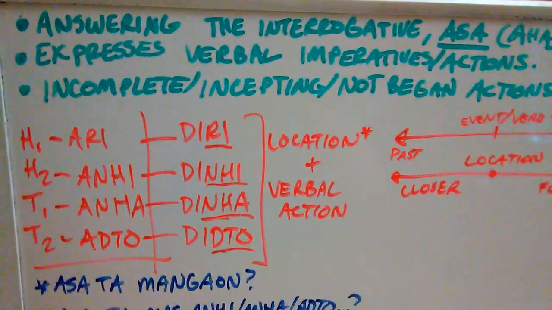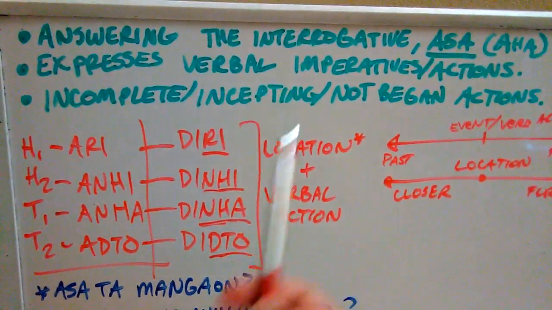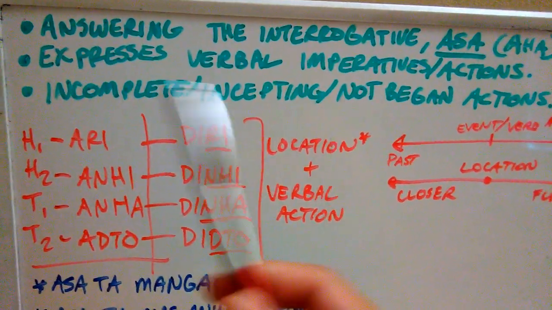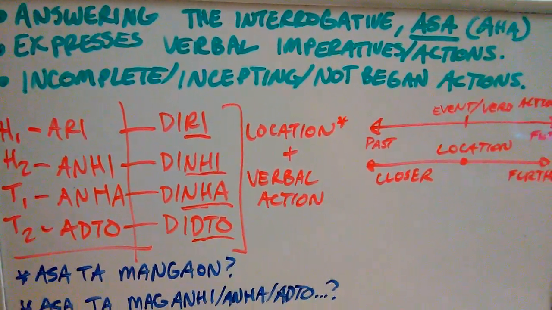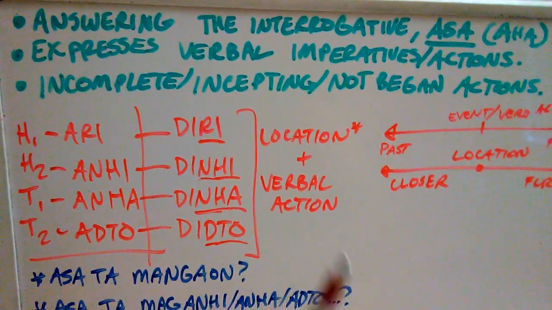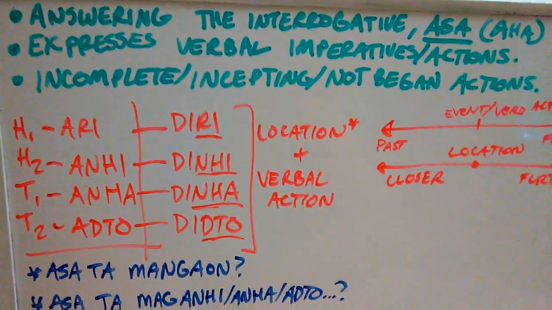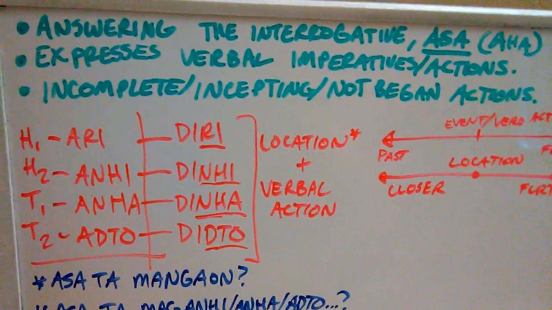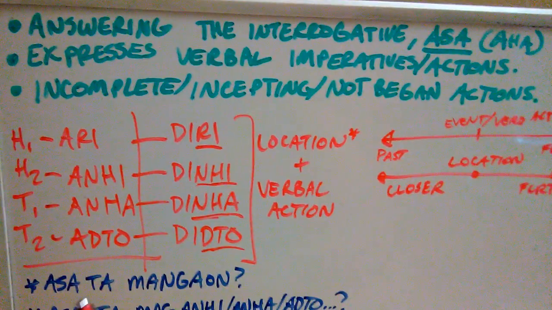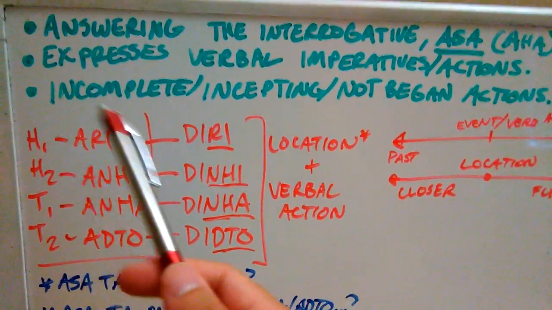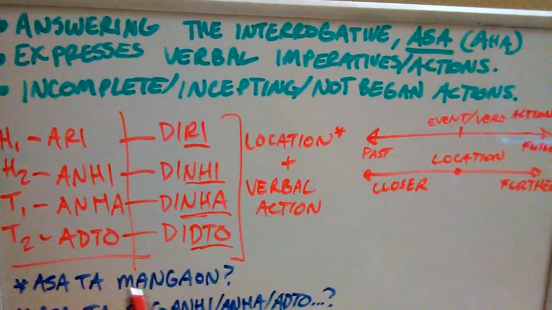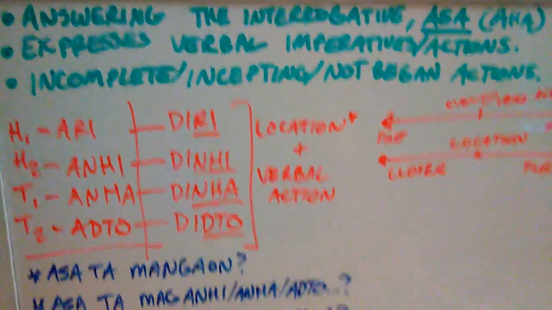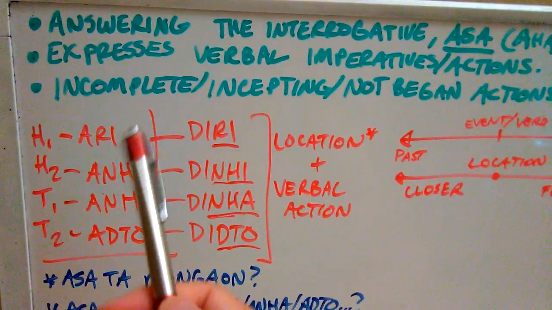With asa, with this distance existence video, these words right here express the verbal actions or verbal imperatives. So you're going to see some sort of verbal motion or verbal movements, okay? The other distance existence words expressed location and existence. This one expresses a verb, some sort of action going on, okay? And once again, since it's asa, we're looking at the incomplete, incepting, and actions that haven't begun yet. That should be a no-brainer for you, since we have been beating the dead horse so many times on that, right? Here are our words.